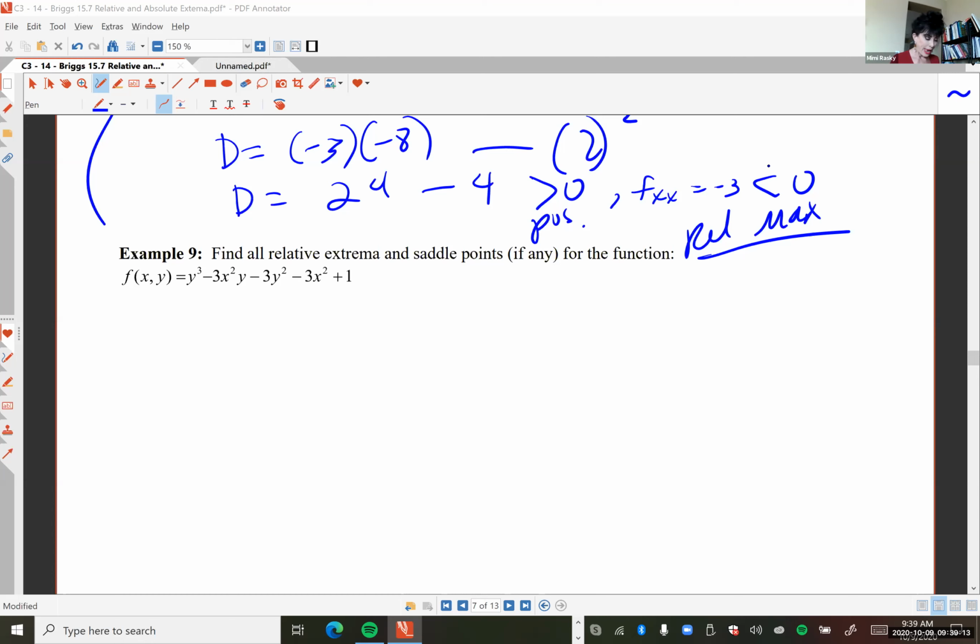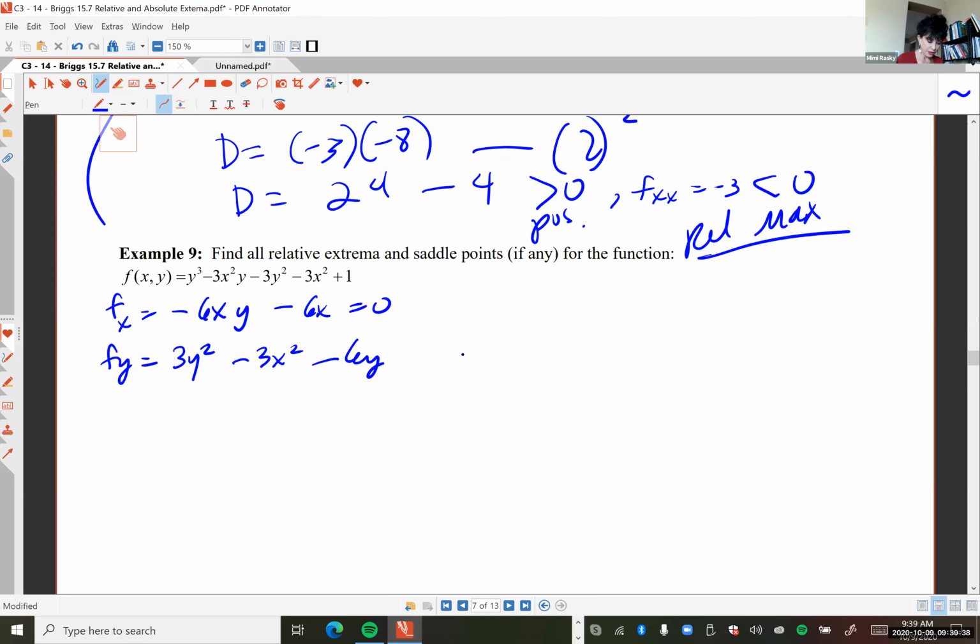Okay, here we go. First up, find fx. I think it's negative 6xy minus 6x. Set it equal to 0. Then find the other partial with respect to y. I got 3y squared for the first term, minus 3x squared for the second term, minus 6y for the third term, and I think that's it. Set that equal to 0. This is definitely a nonlinear system. It is hell.